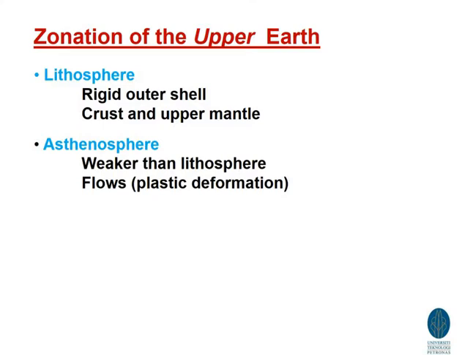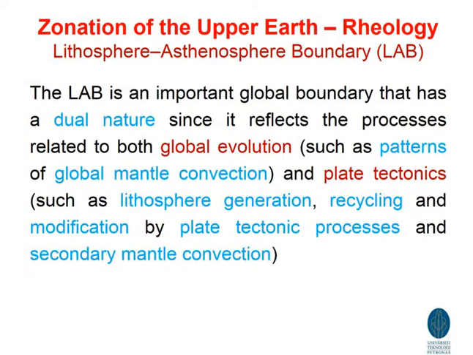The focus of plate tectonics is on the upper section of Earth, which is the lithosphere and asthenosphere. The lithosphere is a rigid outer shell composed of crust and uppermost mantle, and the asthenosphere is a weaker layer, deforming in a plastic way. The major boundary of lithosphere and asthenosphere is the lithosphere-asthenosphere boundary, or LAB for short. This boundary responds to global evolution processes such as mantle convection and plate tectonics, such as lithosphere generation, recycling and modification. The modification can be due to tectonics like compression or extension and secondary mantle convection.